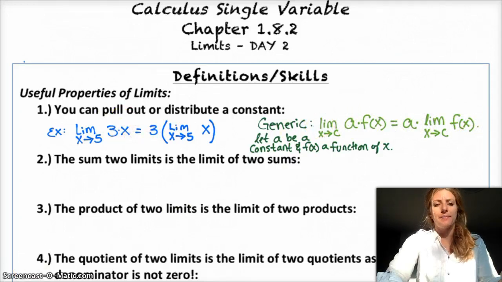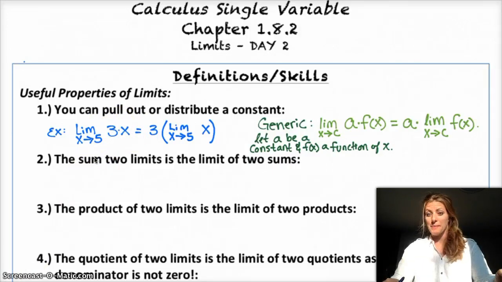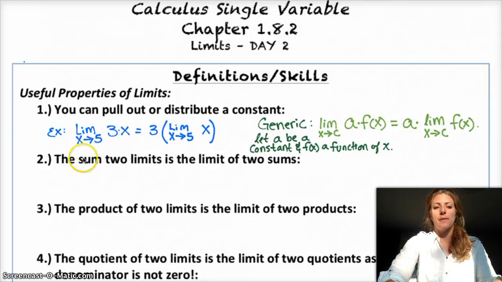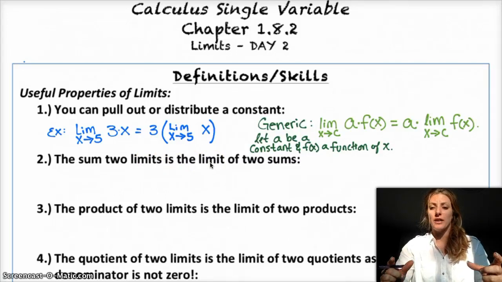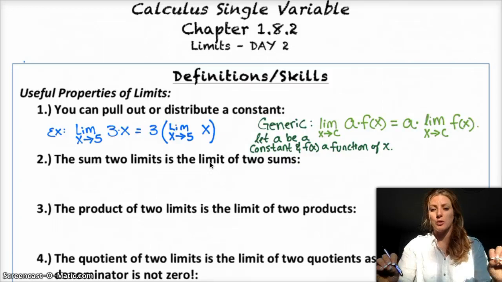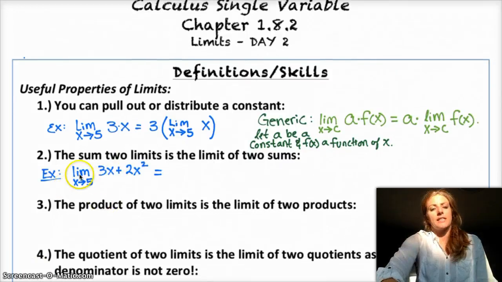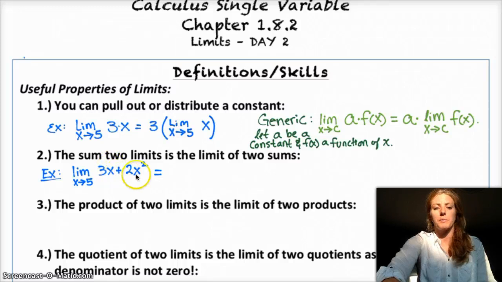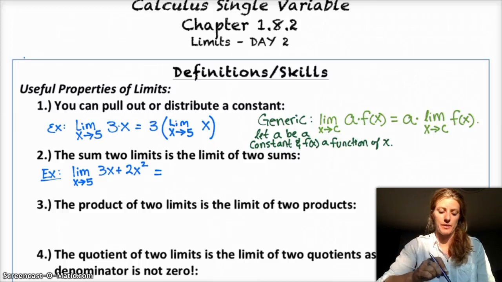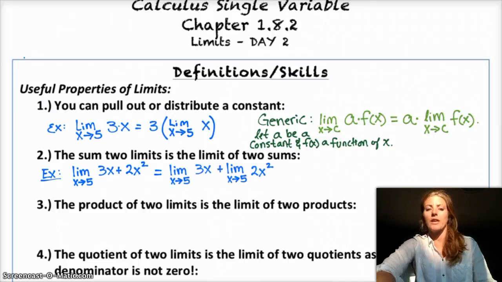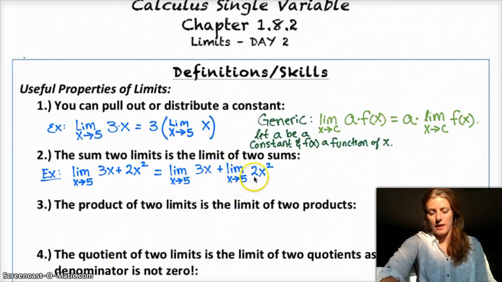Okay, next, sum. Hopefully we remember that sum means addition. If you add 2 limits together, as long as they're the same limit, you can combine them into a single limit and vice versa. If you have one single limit with 2 things added together, you can split that up as 2 separate limits. As an example, the limit as x approaches 5 of 3x plus 2x squared is equal to the limit as x approaches 5 of 3x, plus the limit as x approaches 5 of 2x squared.